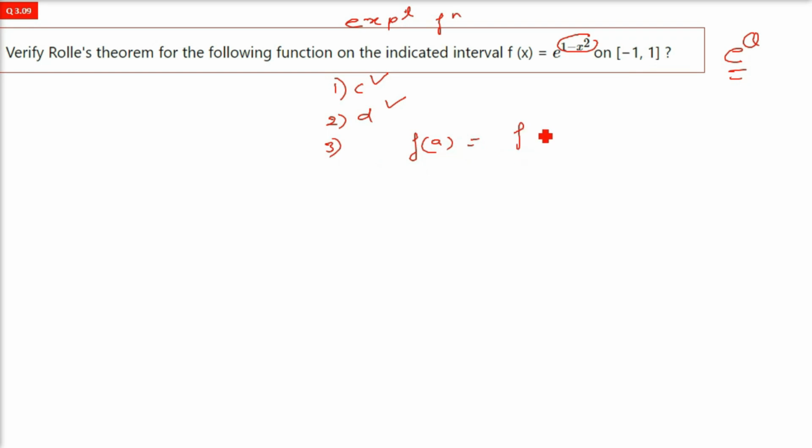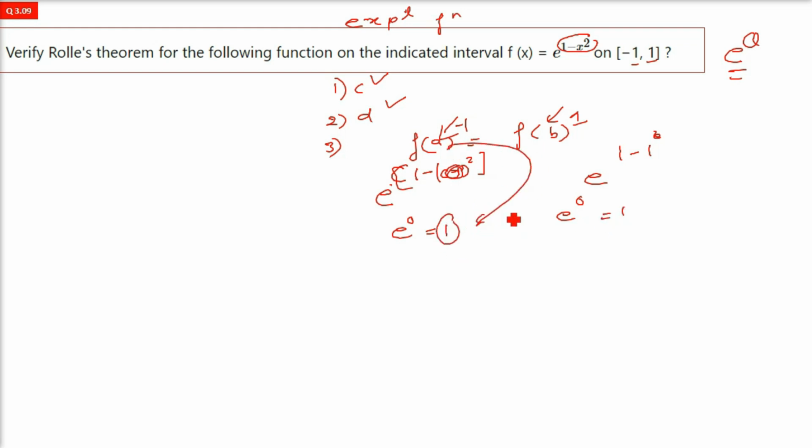The third is f(a) is equal to f(b). That is, you have to take a as -1, b as 1. We have e raised to 1 minus (-1) whole square, that will give you 1 only, and on the right, that is f(b), you have to put 1. So e raised to 1 minus 1 square, so 1 minus 1 is 0. Here also e raised to 0. So you get 1. Anything with the power 0 is 1. Both are equal to 1. So f(a) is equal to f(b). We have achieved that. So continuity, differentiability, f(a) equal to f(b): these are the three conditions of Rolle's theorem that have been met.